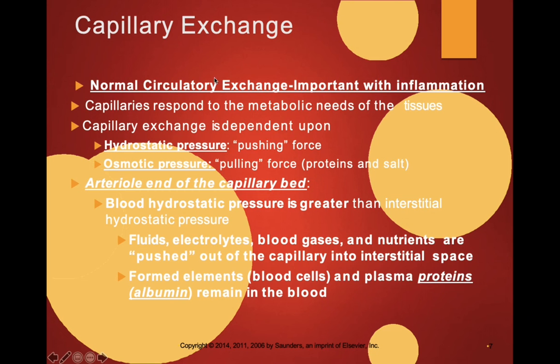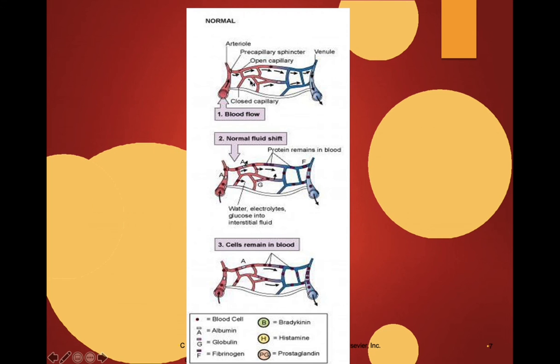We're going to see the hydrostatic pressure being high more on the arterial side of the capillary, and we're going to see the osmotic pressure, the pulling force, higher on the venule side. And that's primarily because of the proteins and salts, so we'll show you that. So at the arterial end of the capillary bed, I'm going to show you a picture shortly, as you can see here. On the left-hand side is the arterial side, in the middle we have the capillaries, and off to the right is the venule.